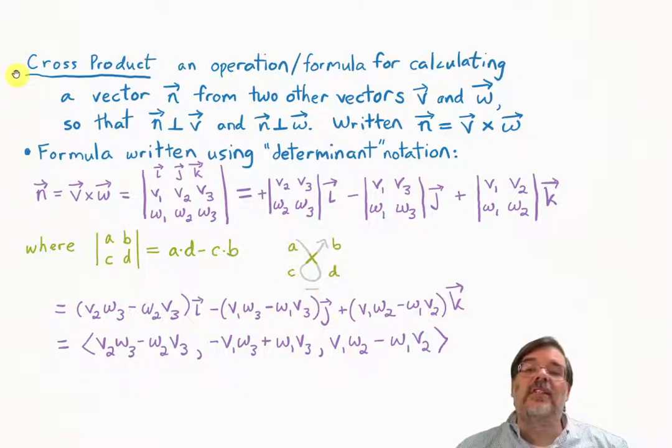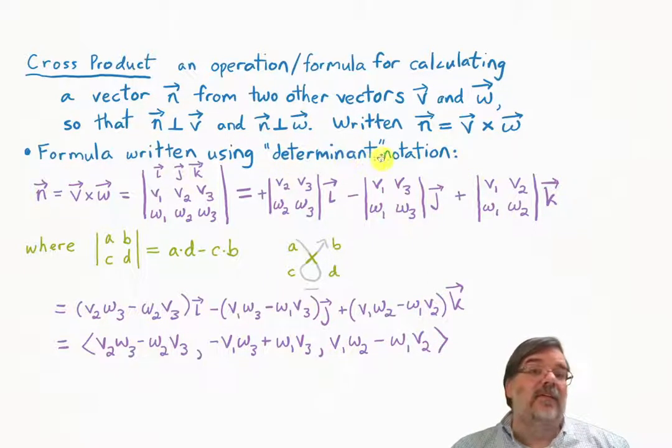And so that formula is called the cross product. You can think of it as an operation or a formula for calculating a normal vector, which is also a perpendicular vector, sometimes called a normal vector. That's why I'm using the letter n. You can calculate this perpendicular vector n from 2 other vectors v and w. And we'll usually write that using the notation, vector n is equal to a vector v cross the vector w. Now, in order to more easily remember this formula, we'll often use something called determinant notation.